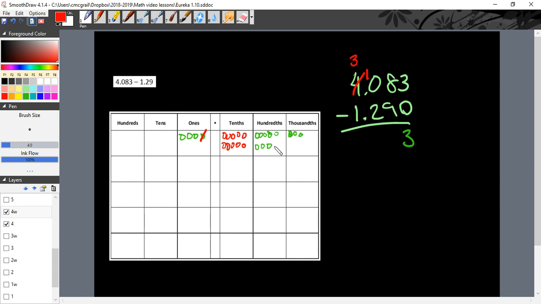Now I can do what I needed to do. I have 10 tenths here. Now I can decompose one of them and turn it into 10 hundredths. 1, 2, 3, 4, 5, 6, 7, 8, 9, and 10. Now I don't have 10 tenths anymore. I only have 9 because one of those tenths became 10 hundredths. So now I have 18 hundredths. Now I can subtract 18 minus 9.